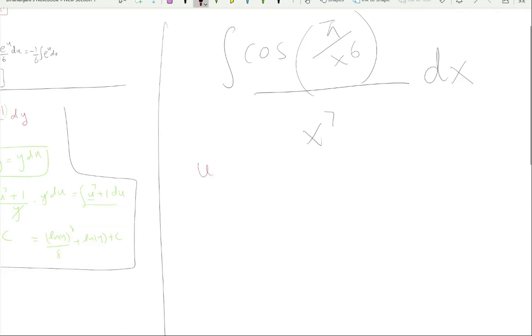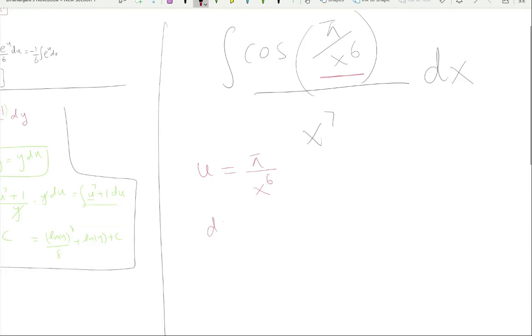What is my u? u has to be literally an inside function, which is this one. So can I take pi over x^6? Absolutely yes. Please take that. You can leave behind pi here and just choose 1 over x^6 as the inside function, which is also correct. But if you choose pi, which is good to have that constant removed, and write it like cosine u, right? Much cleaner.